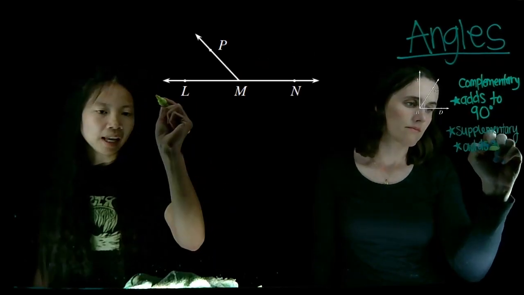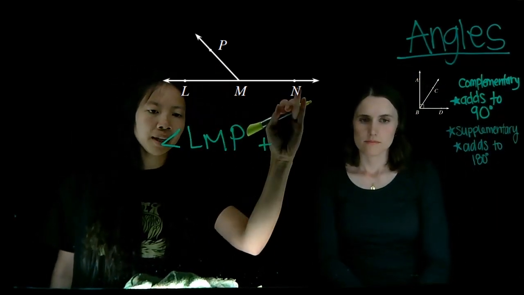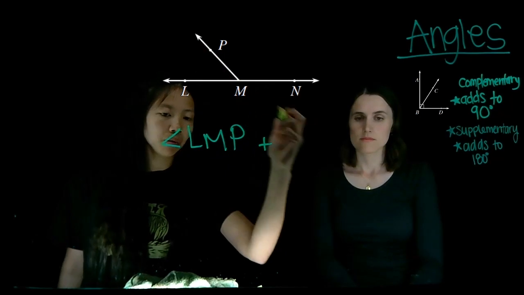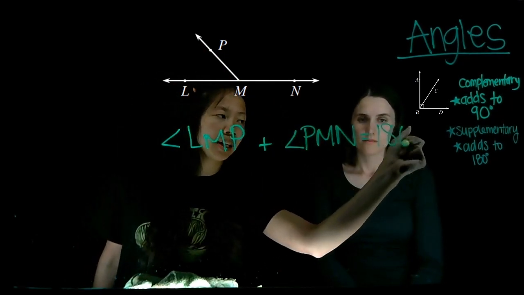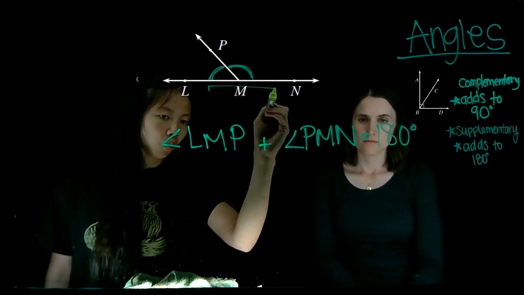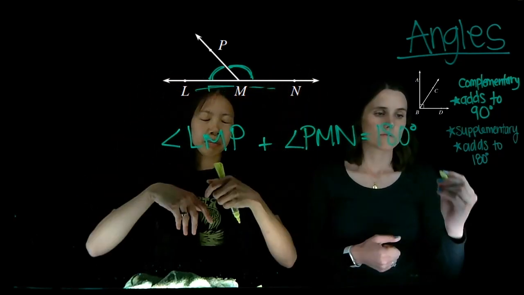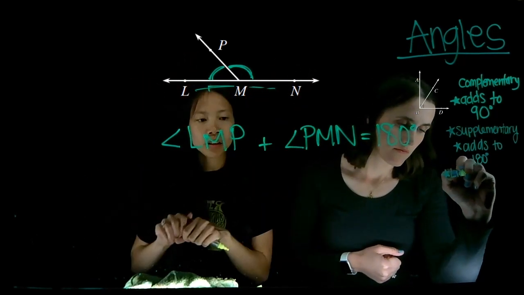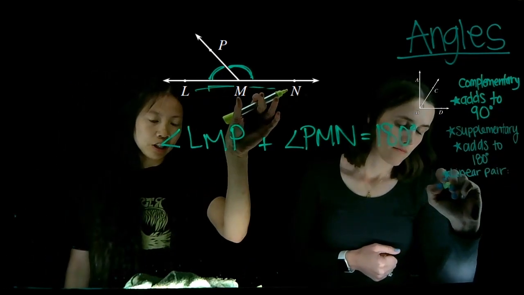Here we have angle LMP, and we also have angle PMN, or we can also say NMP. Either way, so angle PMN, and that would add up to 180 degrees because together this angle plus this angle makes a straight line or 180 degrees. When they are joined like this, we call this a linear pair because they are a pair that makes a straight line. So that's a special name for supplementary angles when they are adjoining each other to make a straight line.